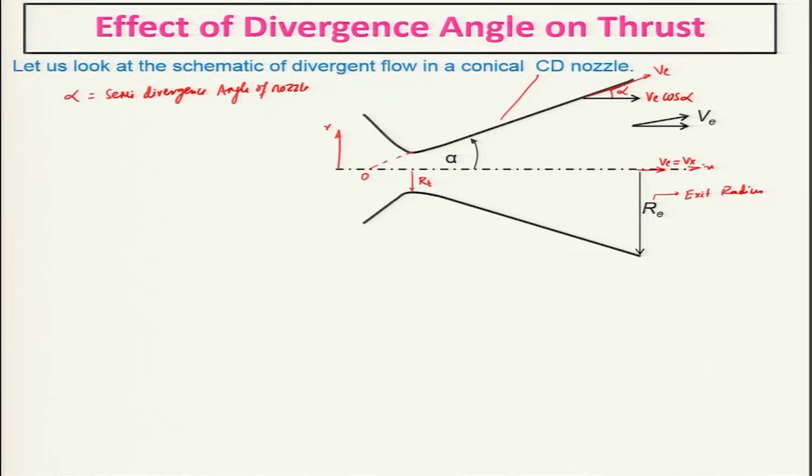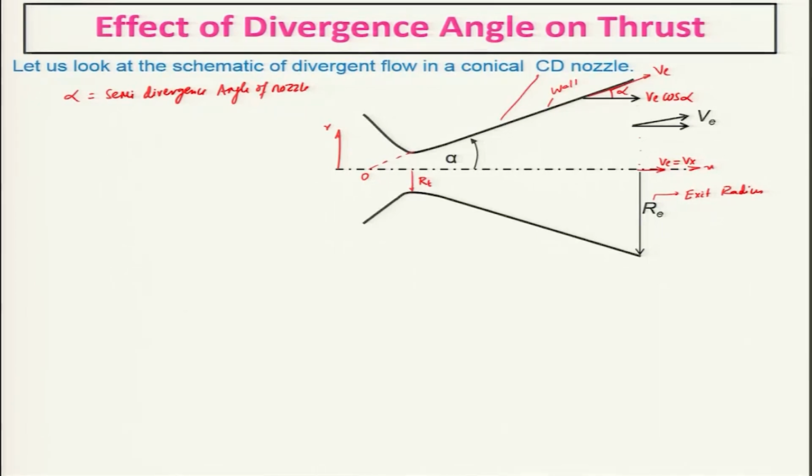If you look at the axis, the angle of the flow from the exit of the nozzle is 0, but as it moves along the radial direction towards the wall, you will find that this angle alpha is changing. That means the flow divergence angle changes from 0 at the axis to the maximum alpha near the wall. In this case, we are not considering the boundary layer effect, only the flow divergence.